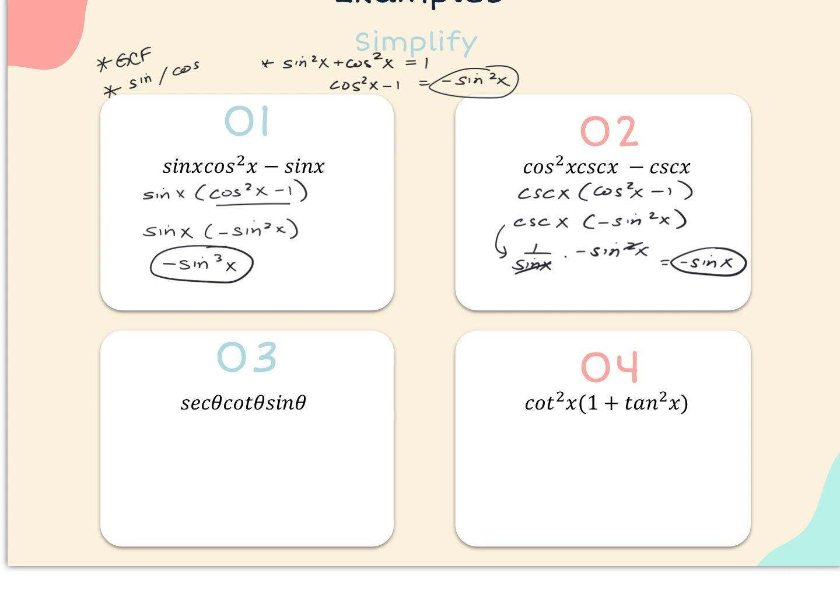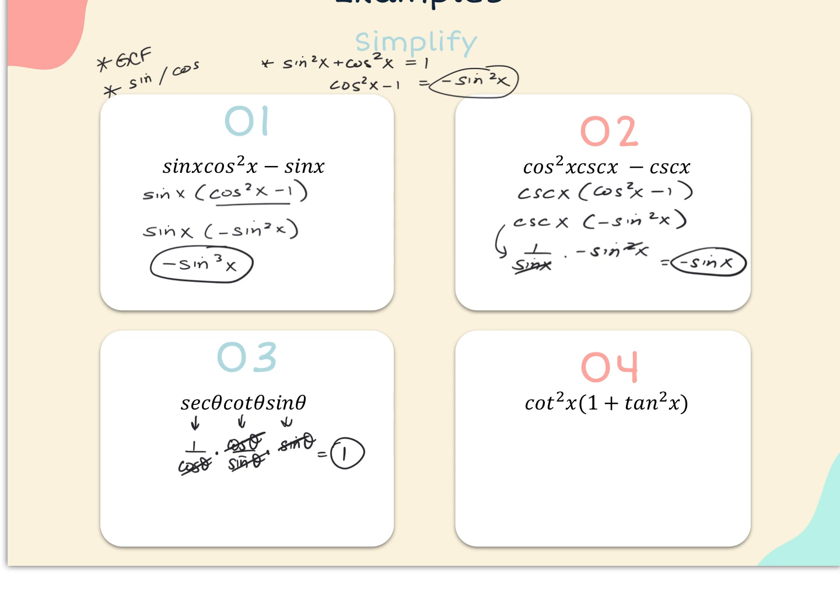Right now, that doesn't seem like it can be simplified very easily, but if I convert the secant to 1 over cosine theta, I convert my cotangent to cosine theta over sine theta, and my sine is just sine theta, these are all multiplied together. My cosine thetas will cancel, my sine thetas will cancel, leaving me with the simplified version, which is just 1. So again, breaking it down to sine and cosine is often the easiest way to go about it.